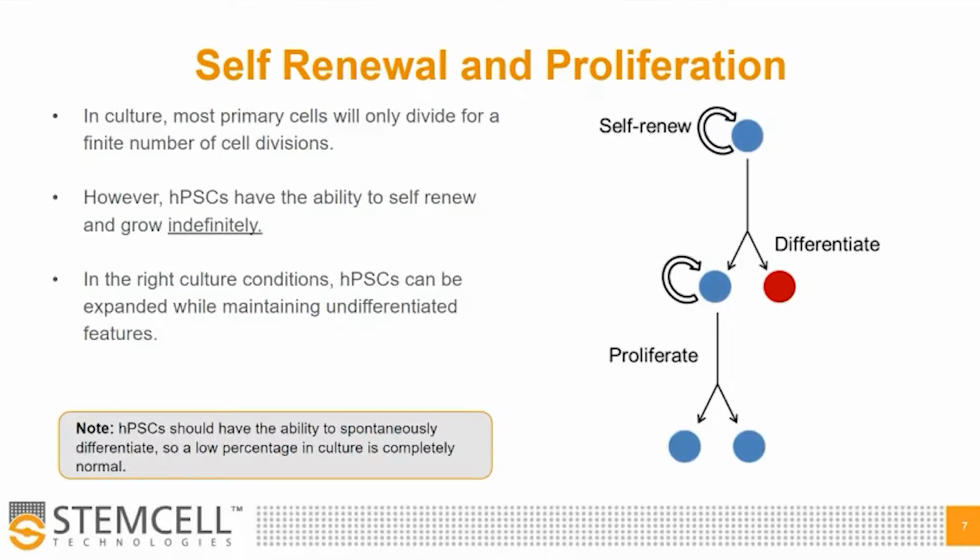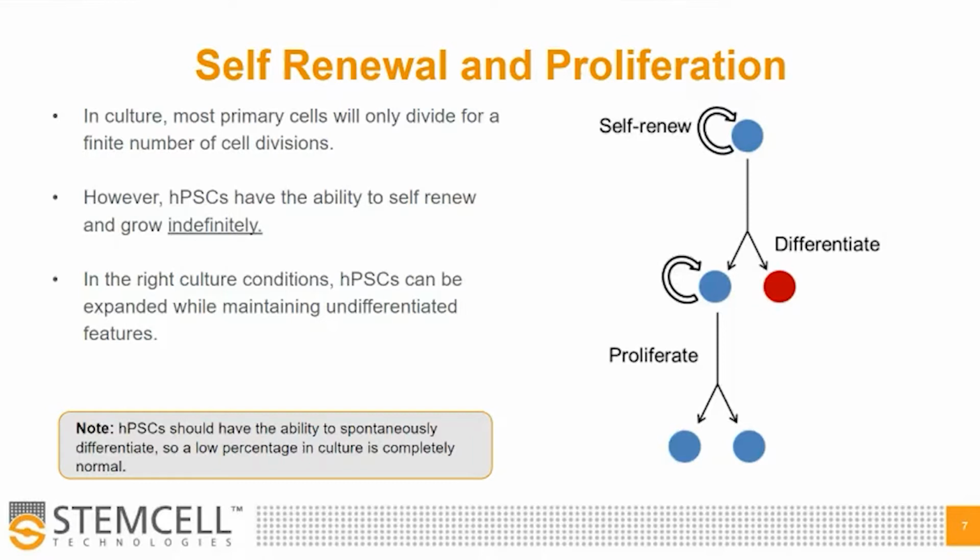With in vitro culture, most primary cells will only divide for a finite number of cell divisions before they begin to senesce or stop dividing. They have a finite number of cell divisions. In order to keep these primary cultures growing indefinitely, they usually have to be transformed into an immortalized cell line with a virus or an oncogene. However, hPSCs have the ability to self-renew and grow indefinitely without the need to be transformed.